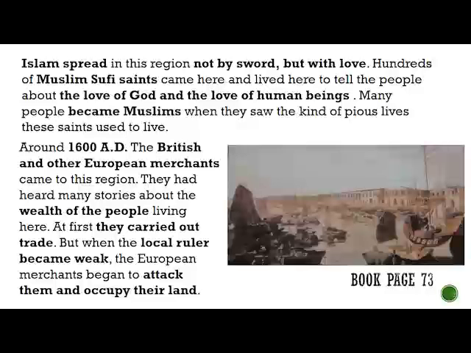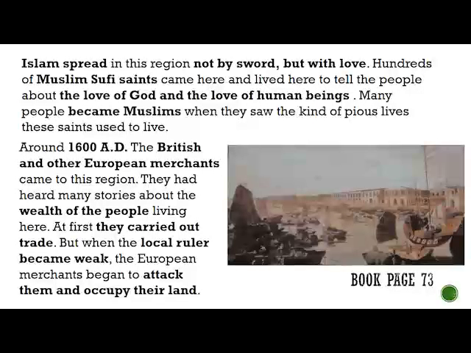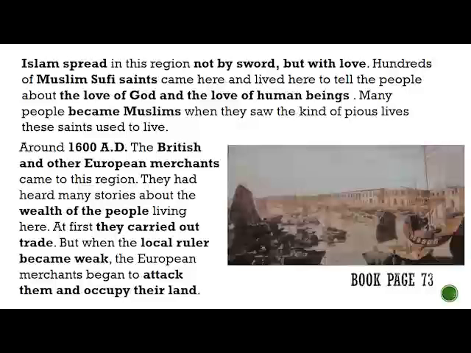They had heard many stories about the wealth of the people living here. The people used to present gold as a gift to their gods. The subcontinent was a very rich country in agriculture. The subcontinent was also rich in precious stones. Kohinoor was one of the stones.